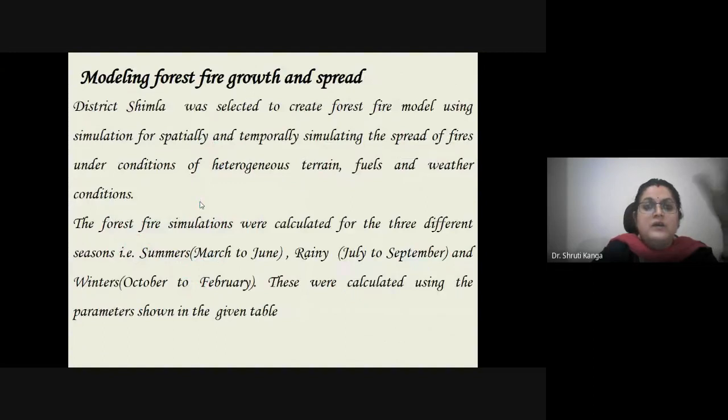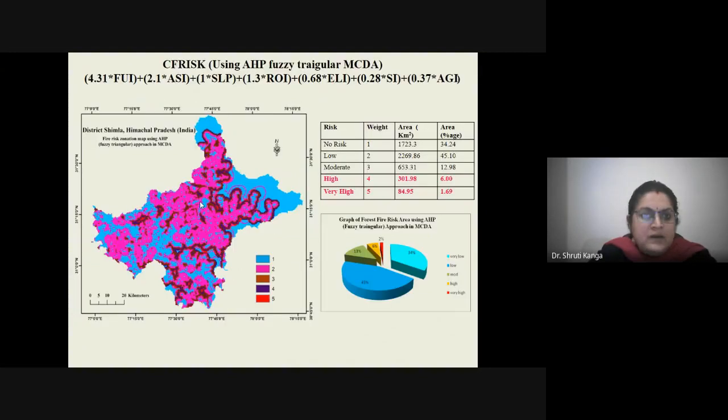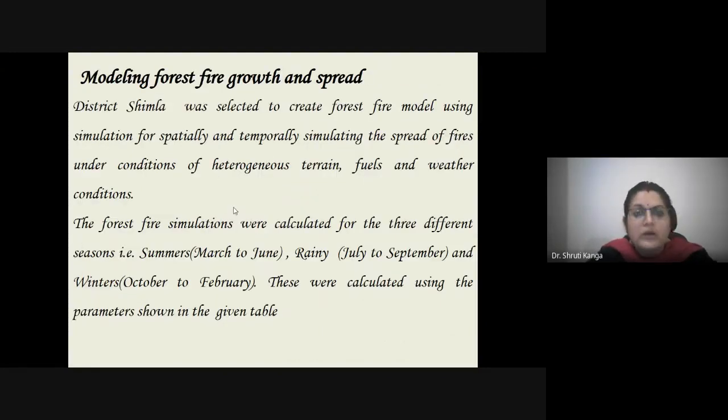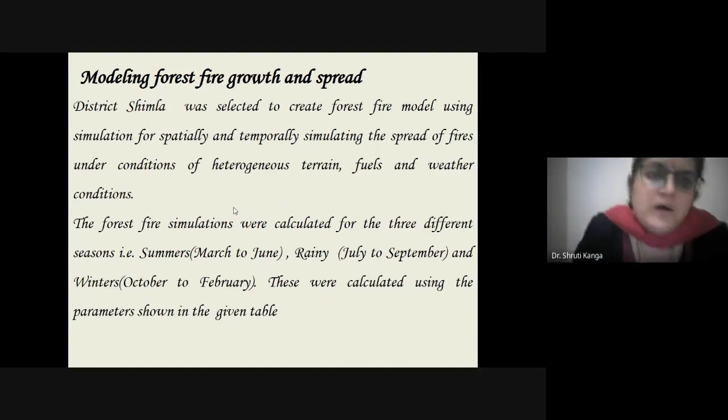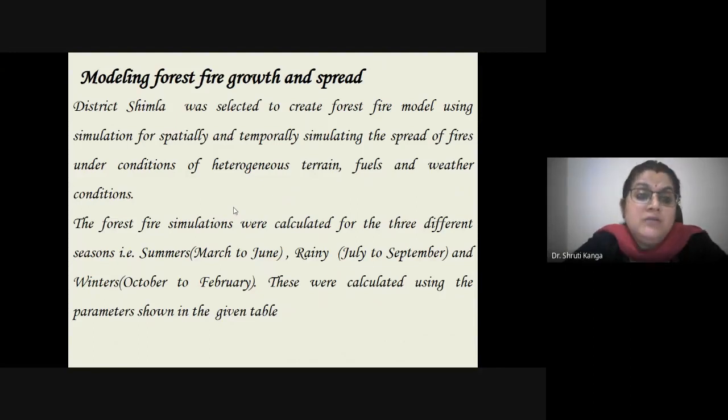Now we have the simulation modeling, where the forest fire growth and spread was calculated. In the three earlier models, we calculated the risk factor, that is, in different forest divisions, what amount of risk a particular area has. In the simulation modeling, we have tried to calculate the fire growth and spread. With the help of this simulation modeling, we were able to calculate in which direction and at what rate the fire is expanding with the increasing of time, in terms of hourly distribution of time.